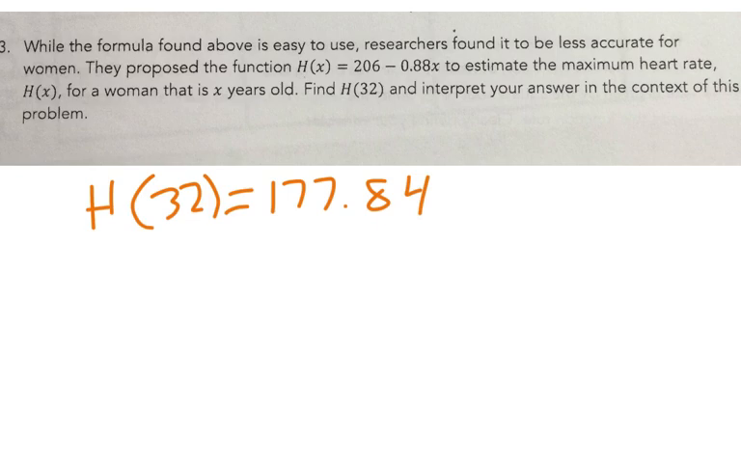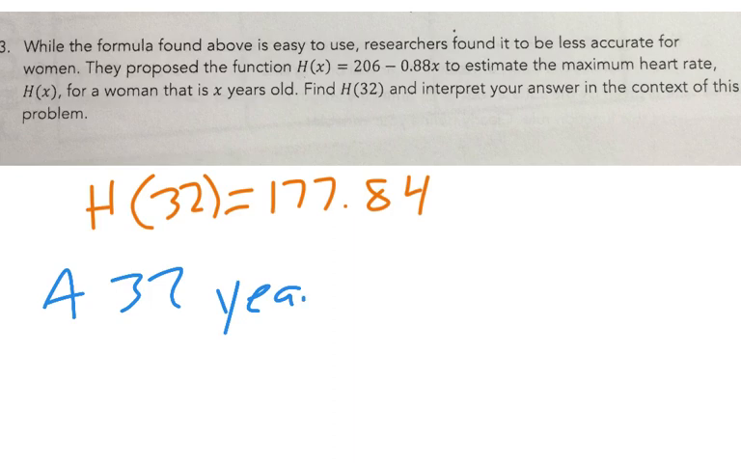Okay. And interpret your answer in terms of context. So what is H of 32 equals 177.84? What does this statement say in relation to the whole problem, the big picture? HR Max is a woman that is 32 years old, and her HR Max would be 177.84. Yes, that's the way we need to. A woman, because H is only for women, so a woman who is 32, this is the age, her maximum heart rate would be 177.84 beats per minute. That's what they're looking for.